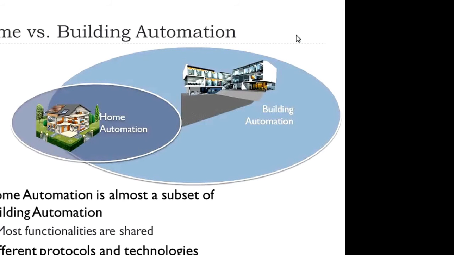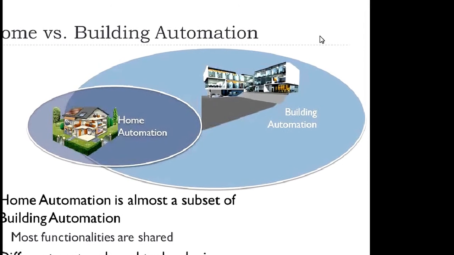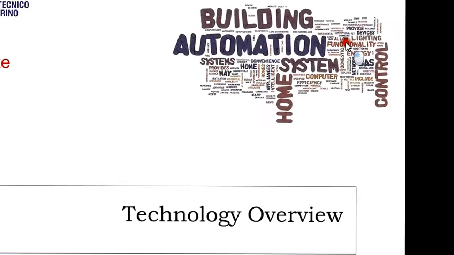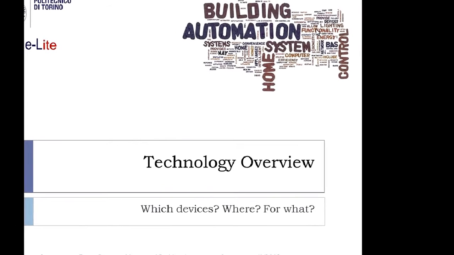So our hypothesis of working with the same approach to building and to home automation is supported by the reality, because actually they are overlapping. Okay, so we can try, at least try, to devise a single approach for both. And the idea is to understand what are the differences between these technologies and what we need to do for tackling them. Okay, and here comes the hard side.